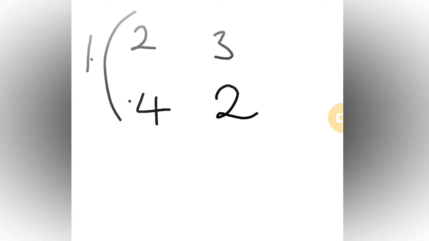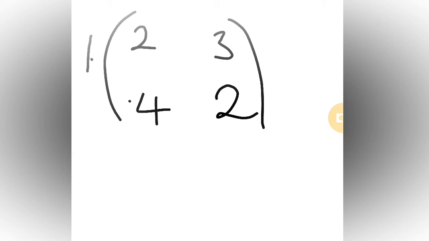What is a matrix? A matrix is an arrangement of numbers or elements in rows and columns. So an arrangement of numbers or elements in rows and columns is called a matrix. What is a row and what is a column? Consider this example of a matrix. Consider a matrix which has elements 2, 3, 4, 2.